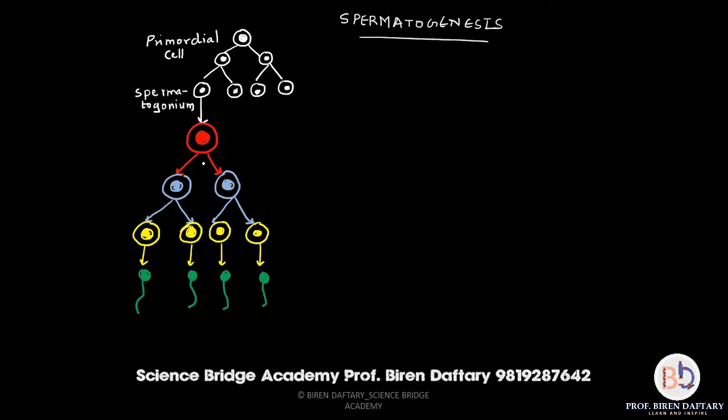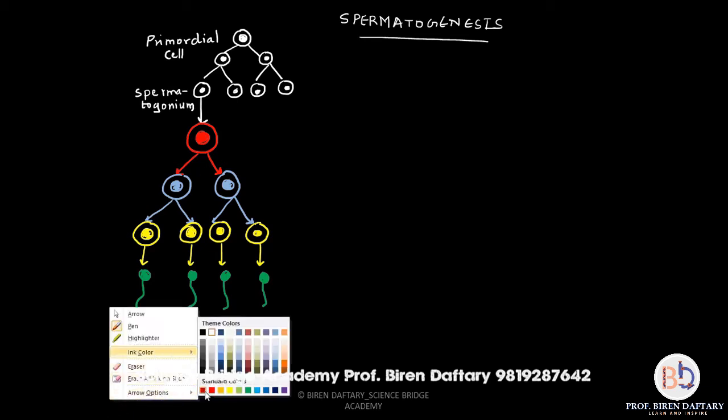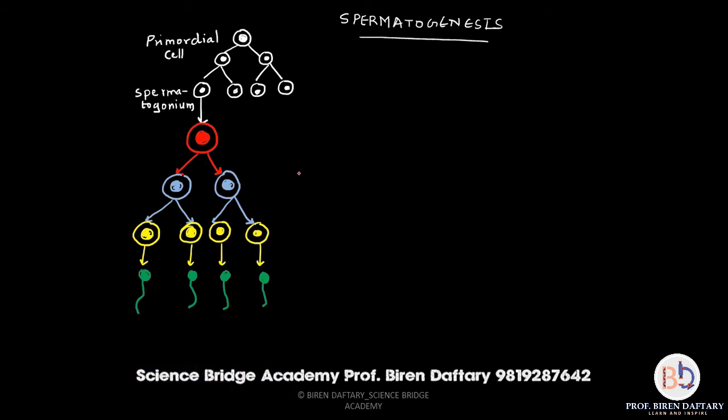Now we will label the primary spermatocyte. The primary spermatocyte is formed after maturation and accumulation of food by the spermatogonium, and it is called the primary spermatocyte.